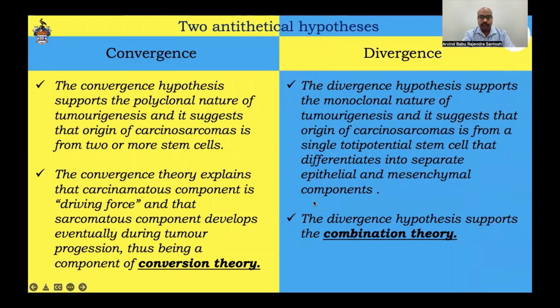The divergence theory supports a monoclonal nature of tumorigenesis, and it suggests that the origin of carcinosarcoma is from a single totipotent stem cell that differentiates into separate epithelial and mesenchymal components. The divergence hypothesis supports the combination theory.